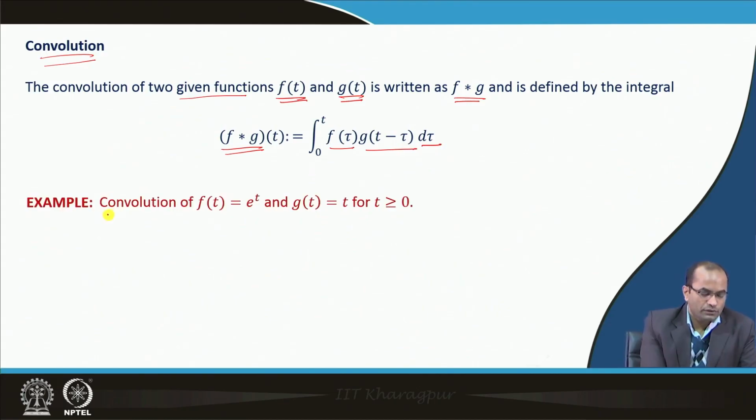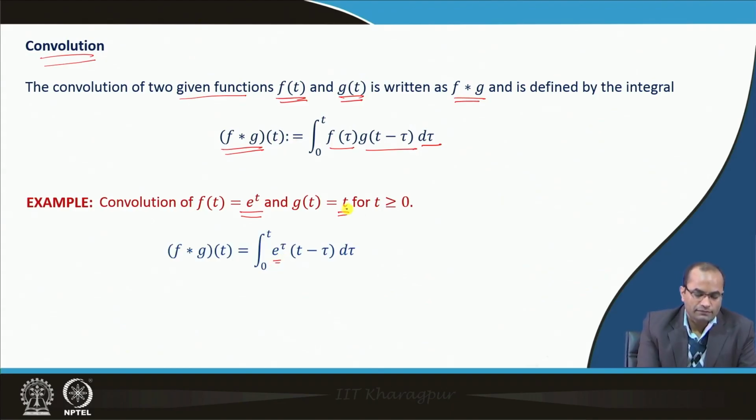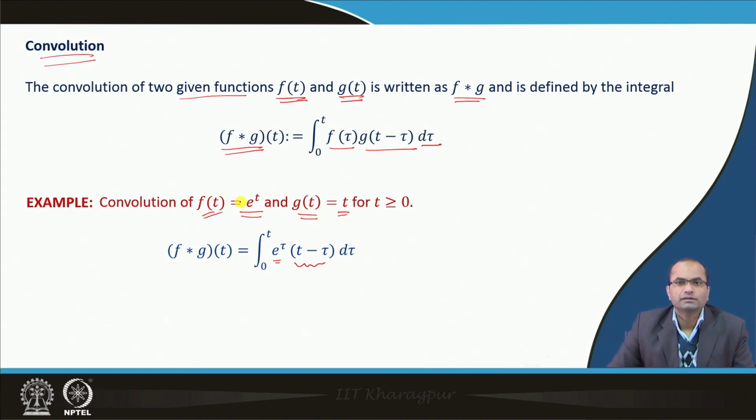For the example, we want to get the convolution of the exponential e power t and the function t. So, we can use this definition to compute the convolution integral. That means we need e power tau, and for the second function we have the shift t minus tau. We will see in the next slide that there is a property that f star g is equal to g star f. That means it does not matter whether we shift in the g function or in the f function, the value of the convolution integral will remain the same.